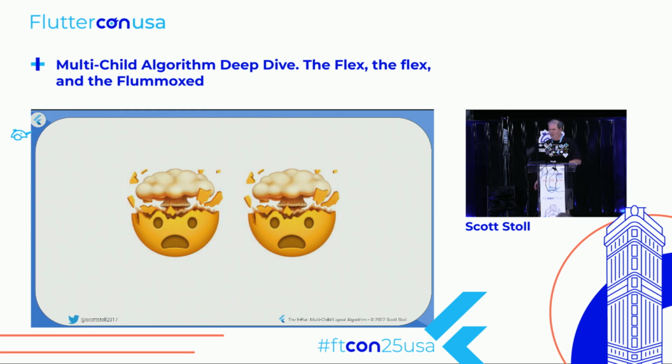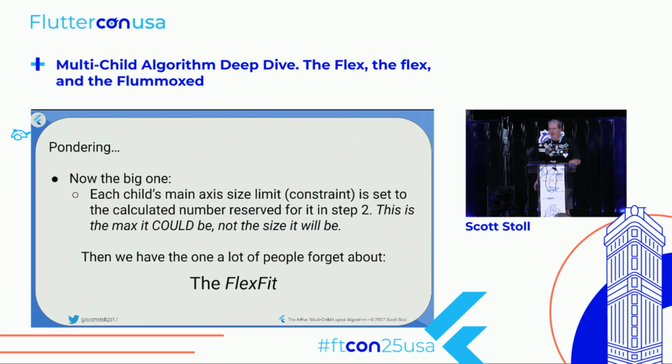Let us ponder something. We are pondering. Each child's main axis size limit, also known as a constraint, is set to the calculated number reserved for it in step 2. This is the max it could be, but not will be.